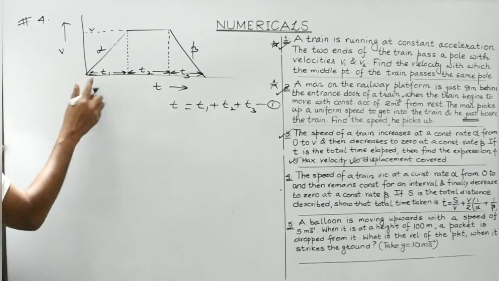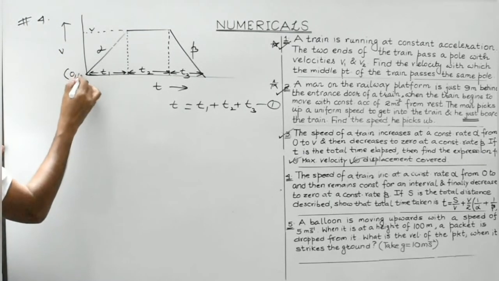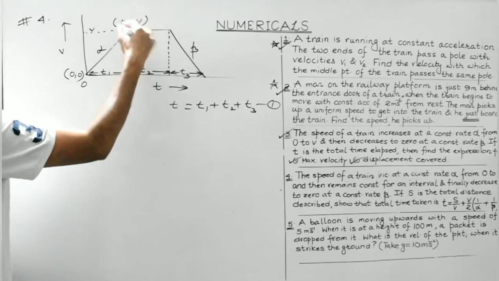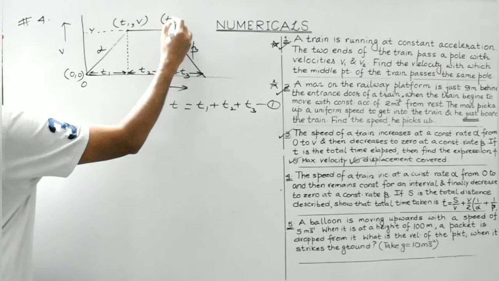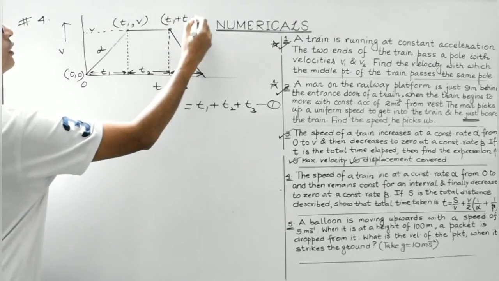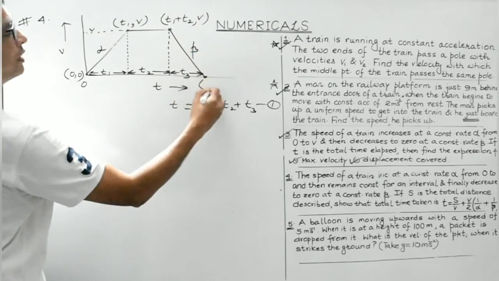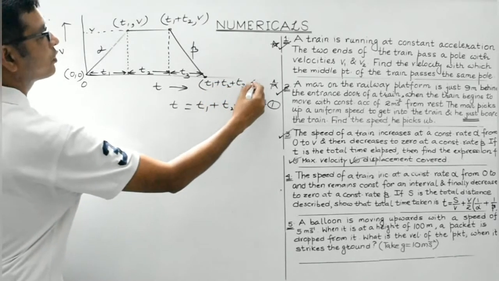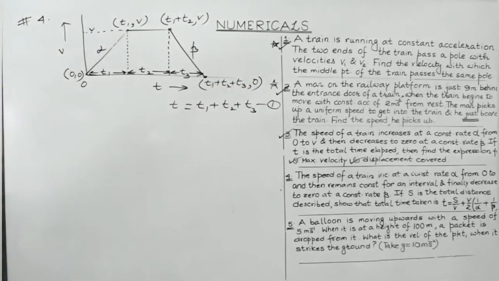Now let's substitute the coordinates over here. Here the coordinate is 0, 0. Here the coordinates would be t1 and v. Here the coordinates would be t1 plus t2 and v. Here the coordinates would be t1 plus t2 plus t3 and velocity is 0. Right? These are the coordinates.